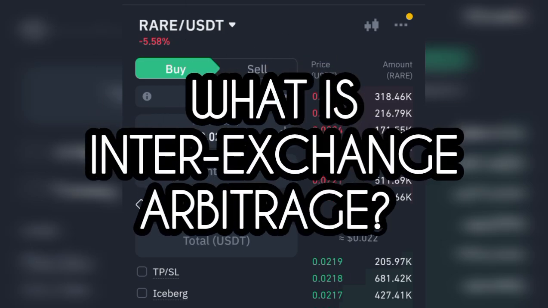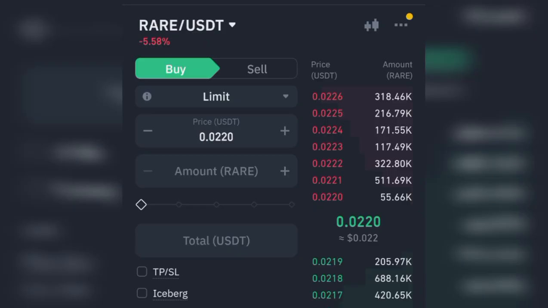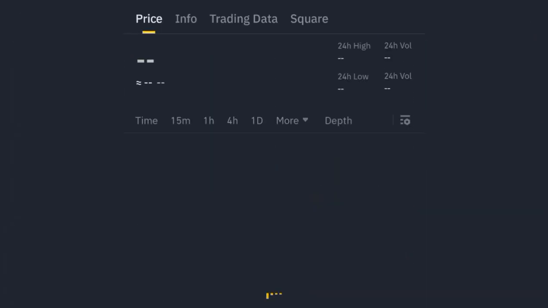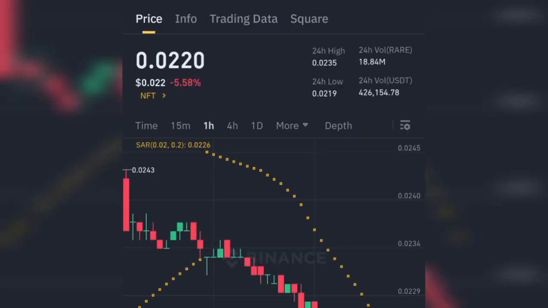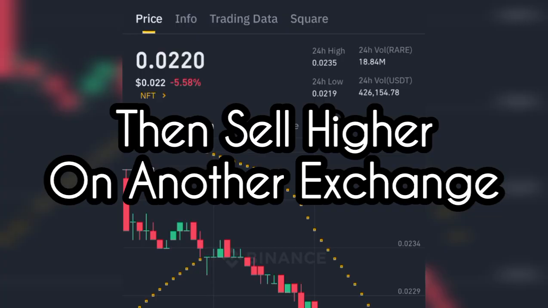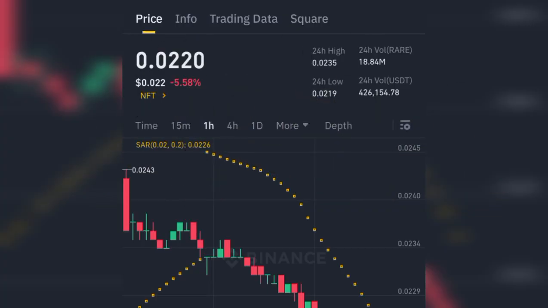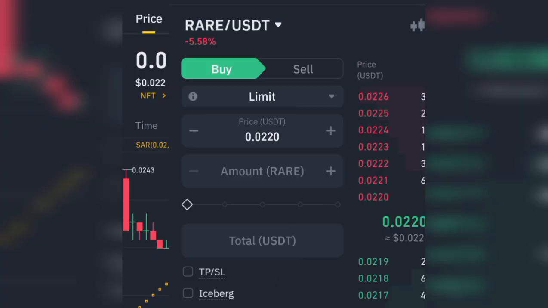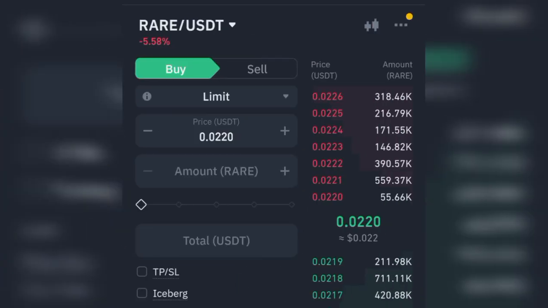What is inter-exchange arbitrage? I want to give you my own definition, and I'm also going to give you the Chrome definition. So my own definition is: inter-exchange is buying low on one exchange and selling for higher profits on another exchange. Simple. It's just an advanced way of spot trading, the senior brother of spot trading, only that you do it from one exchange to another. So that's what inter-exchange is.